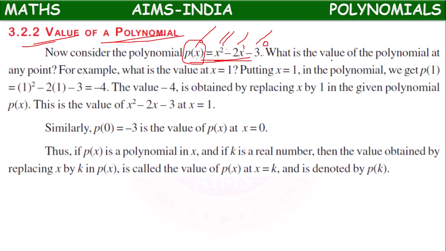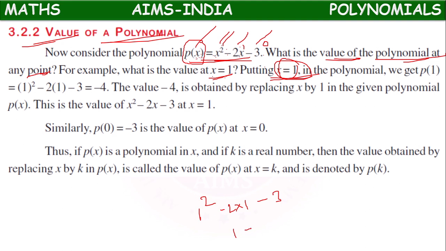Now the question is, what is the value of this quadratic polynomial at any point? Meaning when x equals 1, what is the value of p of x? If you want to find it, in the place of x we keep 1, and it becomes p of 1. The value at x equal to 1 is called p of 1. On the right hand side, in all the terms, we keep x equal to 1. Then it becomes 1 square minus 2 into 1 minus 3.